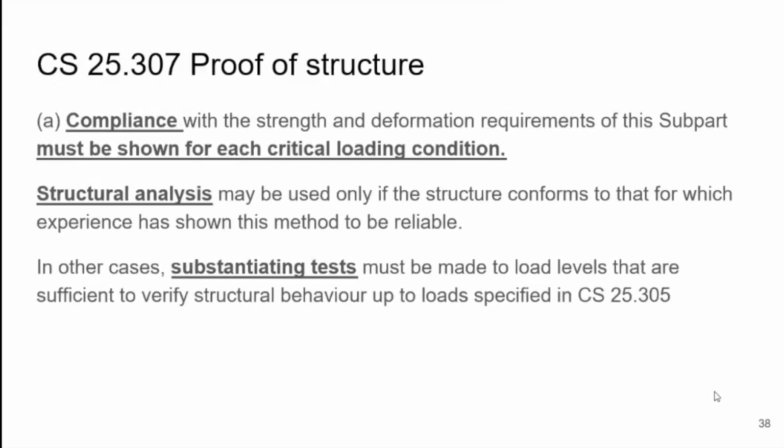So there are many loading conditions of the aircraft: takeoff, landing, one-wheel landing, landing with crabbing, side loading. All those loading conditions should be shown compliant, that you are not failing under those conditions. And either you can do stress analysis, or structural analysis by simulation, finite element modeling, and fundamental analysis, or you have to do it by test. Whatever analysis you do, you still have to do some means of test to substantiate those analyses.